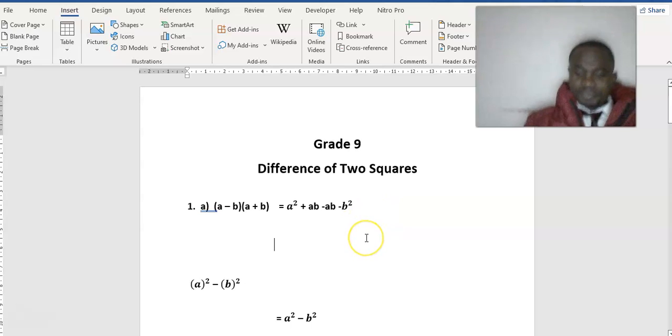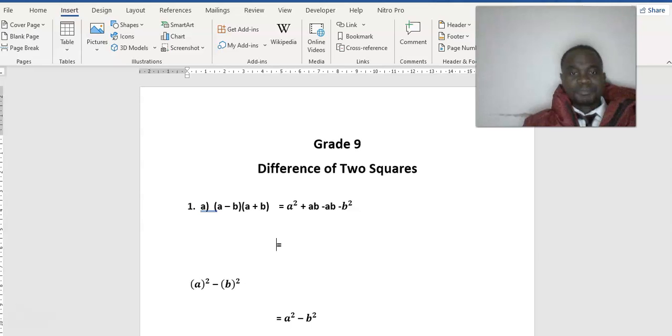Then the next one is this one. Let me go back to this one. This minus ab is what? Minus b times a, ne? You may be tempted to write minus ba. If you write it that way, you are not wrong, because minus ab is the same as minus ba. Alright. So here, if you check a squared, does it have a like term? No, there's no like term. So let me bring it down.